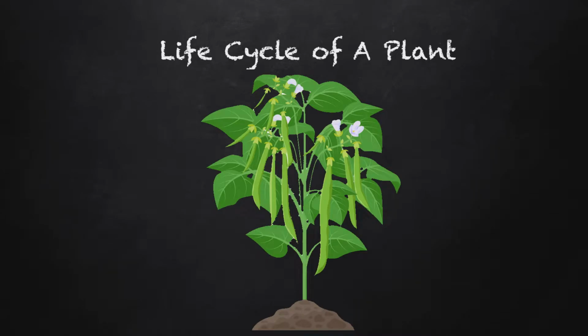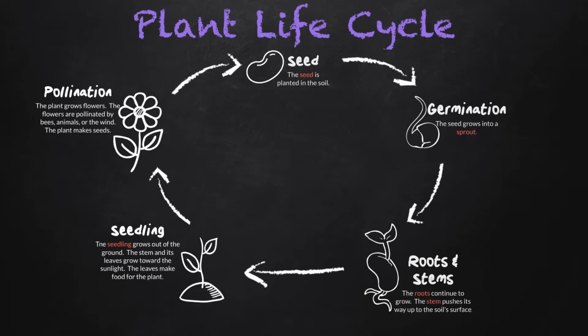Hello, everyone. This week in science, we will be learning about the life cycle of a plant. Take a look at the following chart. You will notice that the life cycle of a plant has several different stages or steps. The fourth stage or step in a plant's life cycle is adult plant, flower, pollination, and fruit. That's what today's lesson will be on.